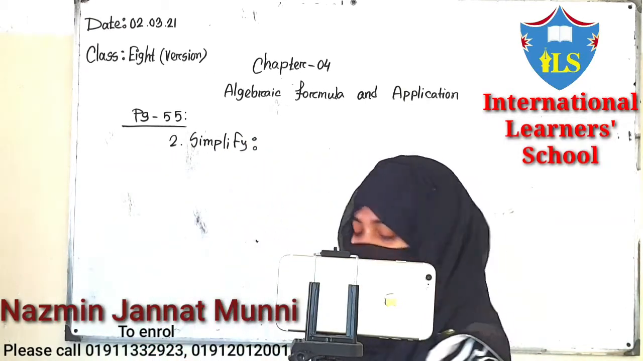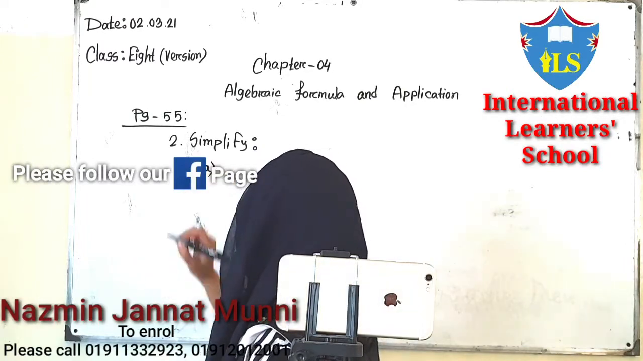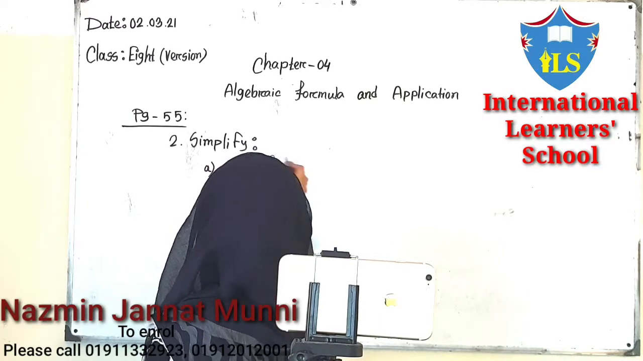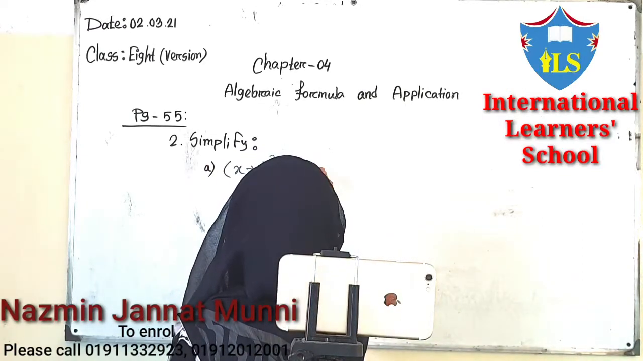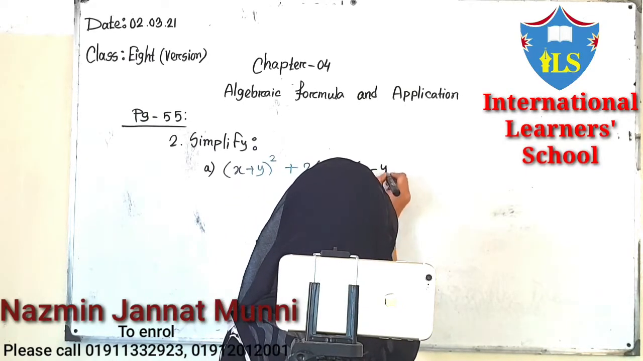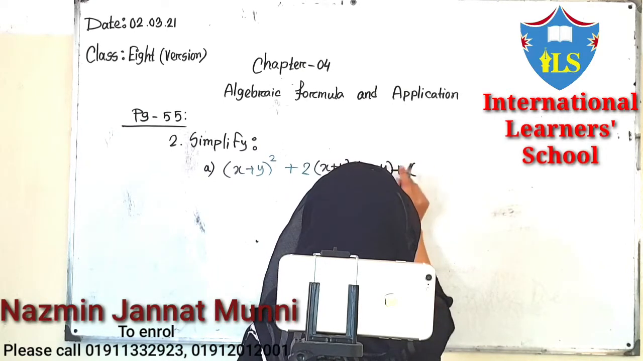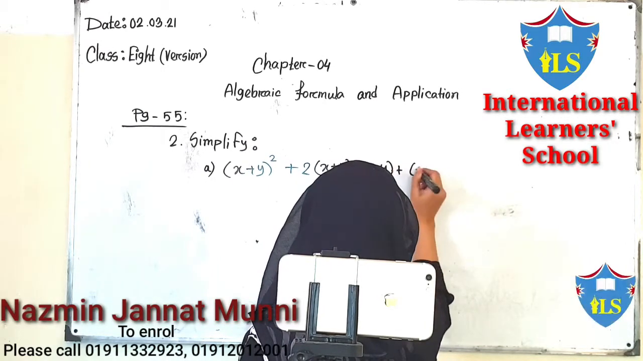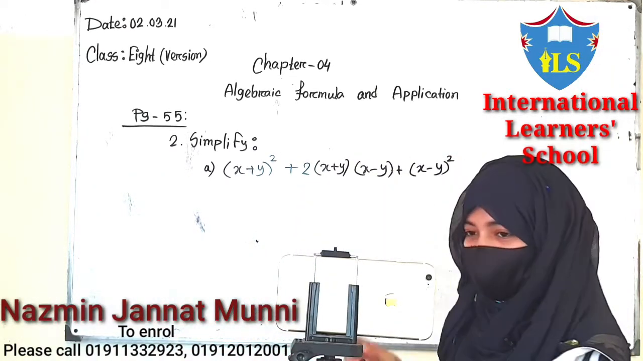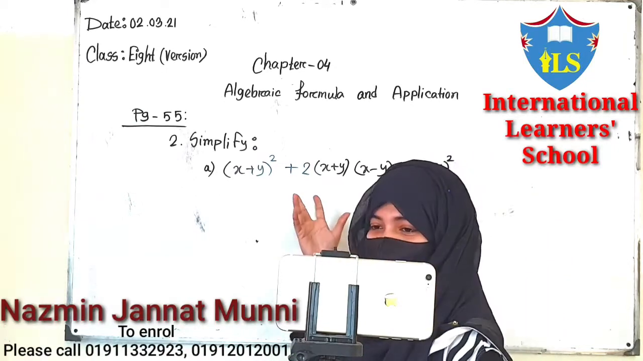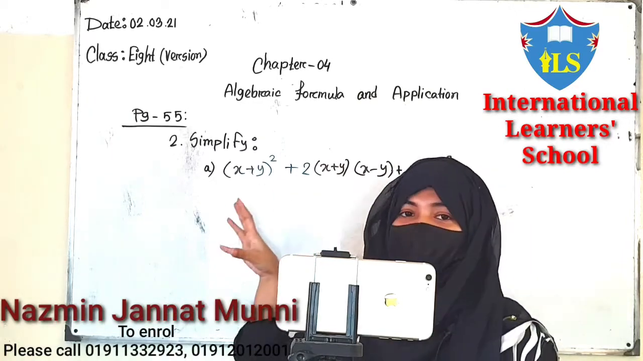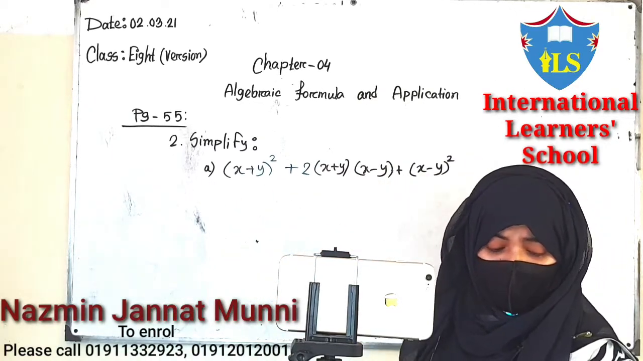Simplify. A number. The question is x plus y whole square plus 2 into x plus y into x minus y plus x minus y whole square. This is the question. Okay, here are up to 2 expressions, right? So we have to simplify this expression. How can we do it?